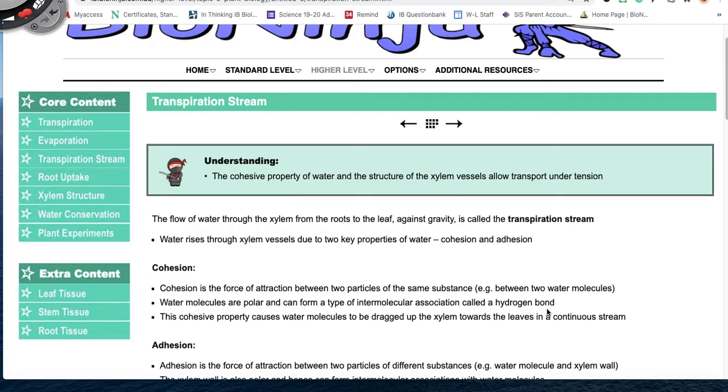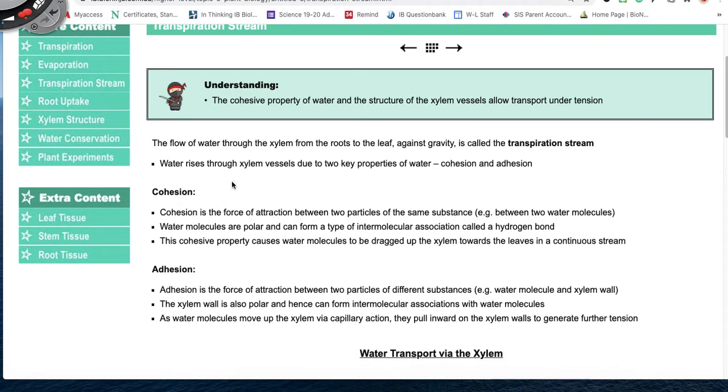Hello, IB Bio students. Today we are going to continue with 9.1 and look at the transpiration stream, or you might recognize that as the transpirational pull. The essential understanding is that the cohesive property of water and the structure of the xylem vessels allow transport under tension. The flow of water through xylem, the vascular tissue that transports it, goes from the roots to the leaf against gravity.